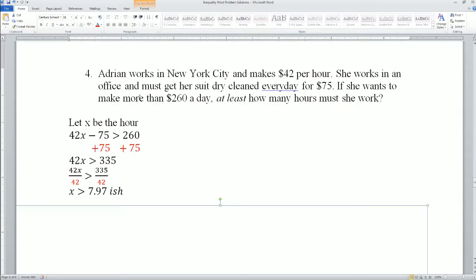Adrienne works in New York City and makes $42 per hour. She works in an office and must get her suit dry-cleaned every day for $75. If she wants to make more than $260 a day, at least how many hours must she work? So let x be the hours. So 42x minus $75 is greater than 260.